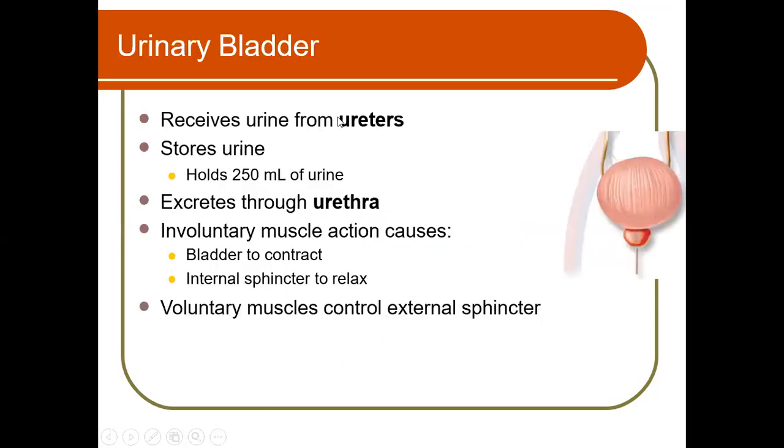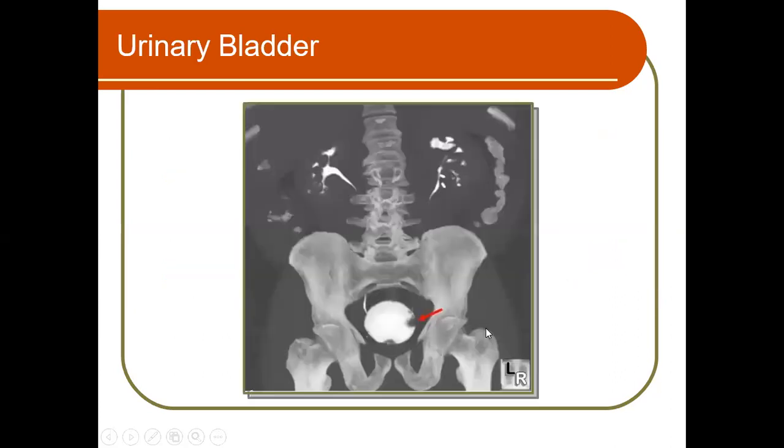The urinary bladder receives urine from the ureters and stores urine. It can hold up to 250 ml of urine before the urge to excrete, and up to a maximum of 500 ml, which is excreted through the urethra. Involuntary muscle action causes the bladder to contract and the internal sphincter to relax, and voluntary muscle controls the external sphincter. We can see here the imaging view of the bladder.